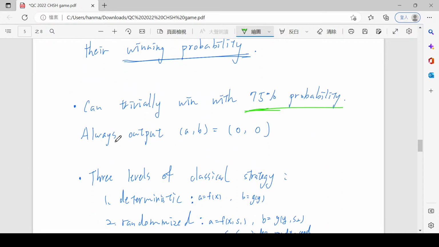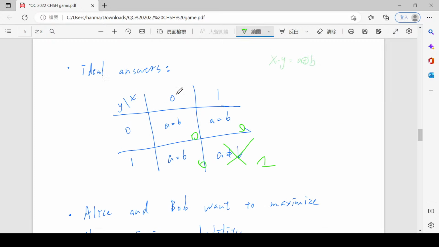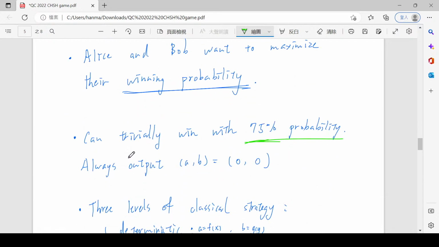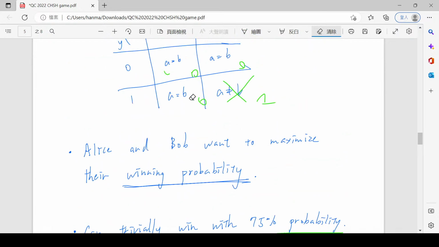Then they will win with 75% probability, because the referee always does the same thing. The referee hands out X, Y uniformly. So with 75% probability, they are going to hit one of those three blocks and they win. Okay? That's a very trivial strategy: always output A, B equal to 0, 0.